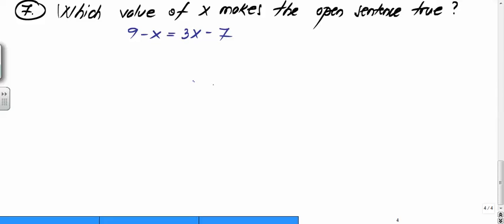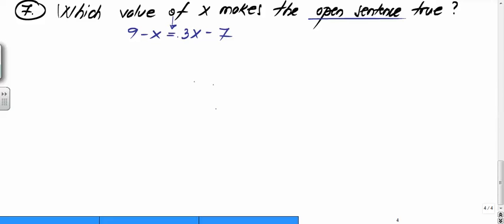Okay, problem number 7. Which value of x makes the open sentence true? Okay, 9 minus x equals 3x minus 7. Well, some of you will say, what is that open sentence? Well, in this case, your open sentence is nothing else but an equation. What is an equation? Two equal statements, right?